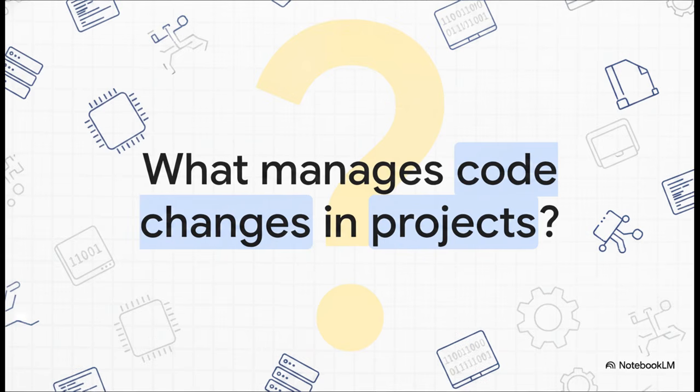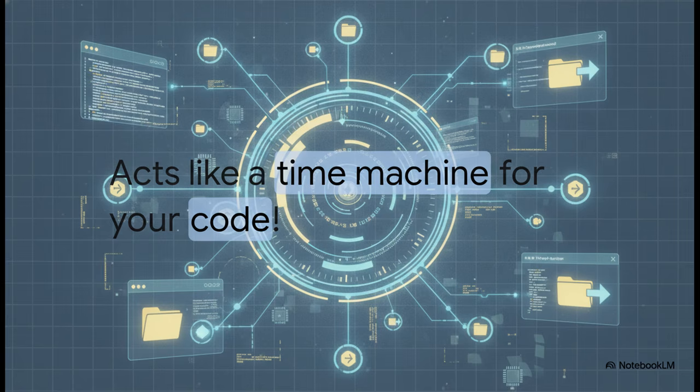Which software tool is commonly used to manage changes in programming projects over time, especially when a whole team is working together? Got your answer? If you guessed version control systems, you are correct. Tools like Git act almost like a magical time machine for your code. If a whole team is working together and someone makes a mistake that breaks the program, they can just use this tool to hit undo and roll back to an earlier working version without losing all their hard work.